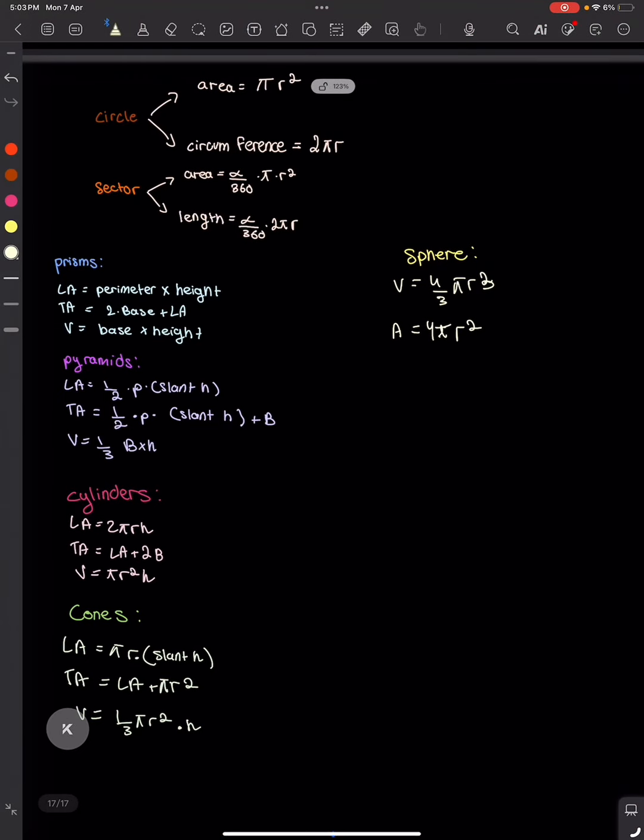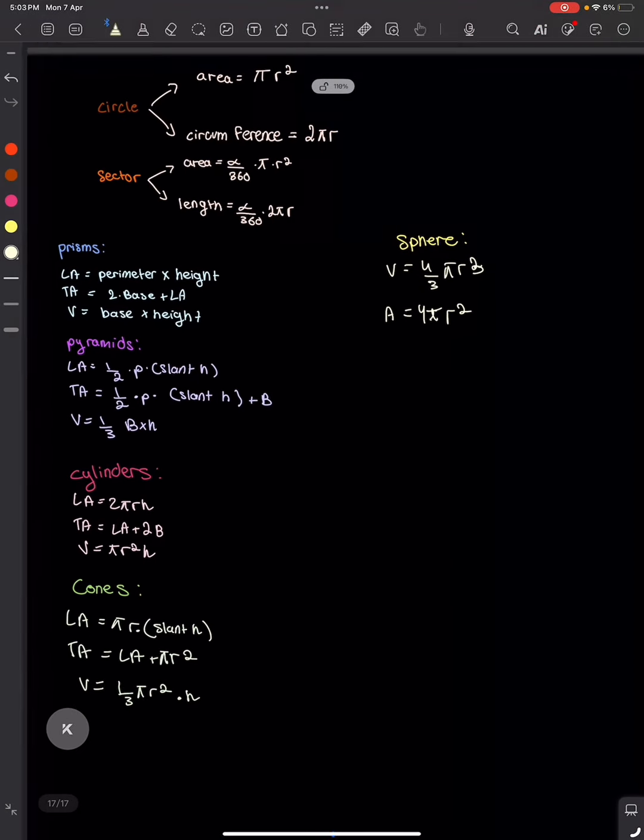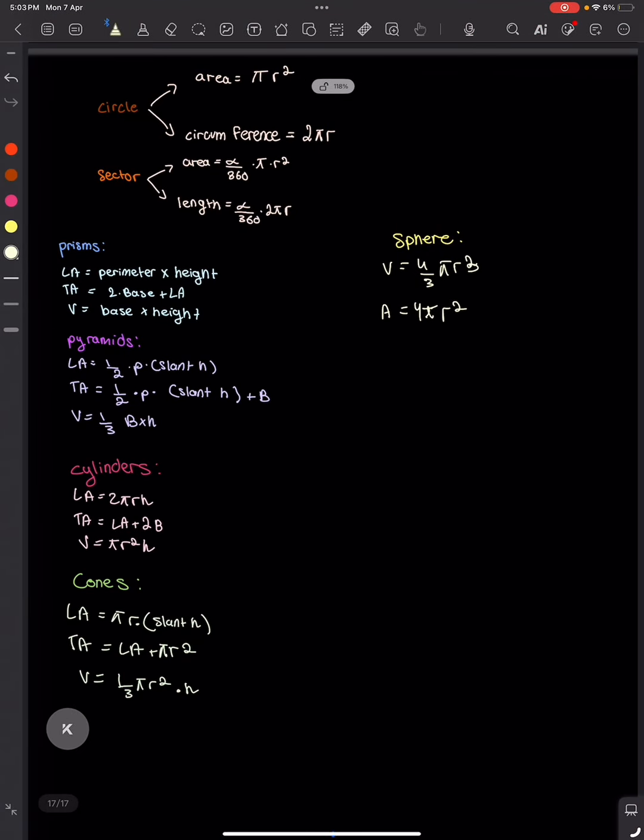These are all the formulas you need. And yeah, just make sure to memorize them just in case. And that's it.